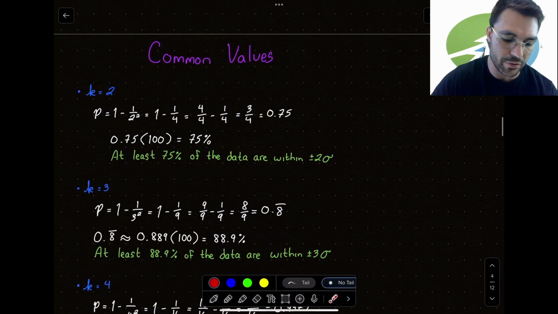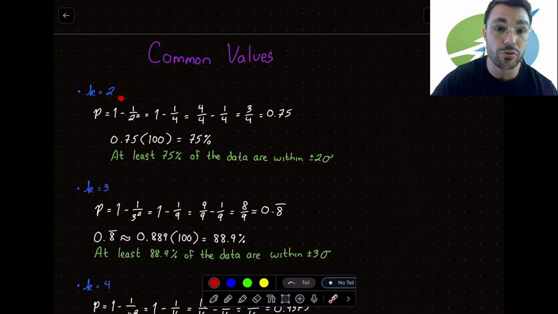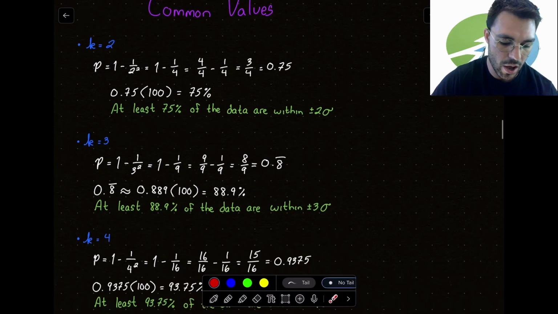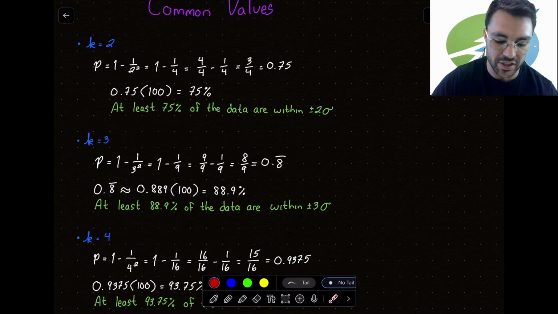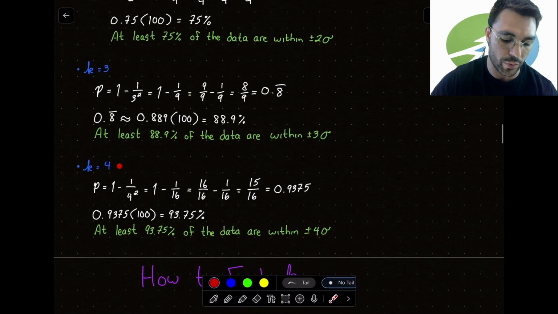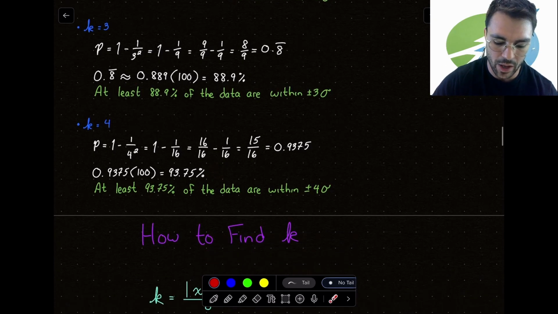Some quick common values. Typically, we'll see k equal to 2, 3, or 4. And when we work out the math, when we work within 2 standard deviations, we have at least 75% of the data. When we work with 3 standard deviations, it gives us at least 88.9% of the data. And when we work within 4 standard deviations, that gives us at least 93.75% of the data. Okay.